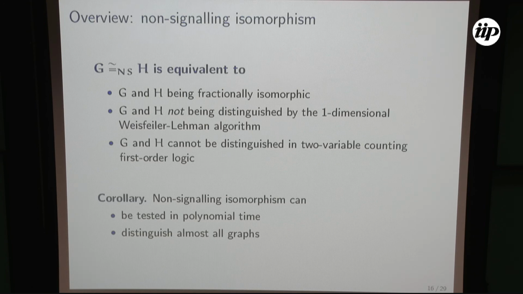No. So it's a corollary of the fact that non-signaling isomorphic... it's not something you should have seen right now. You can just use results that are known about isomorphism, and it tells you that it works for almost all graphs. Yeah. Okay. All right. So we've sort of understood this non-signaling isomorphism.